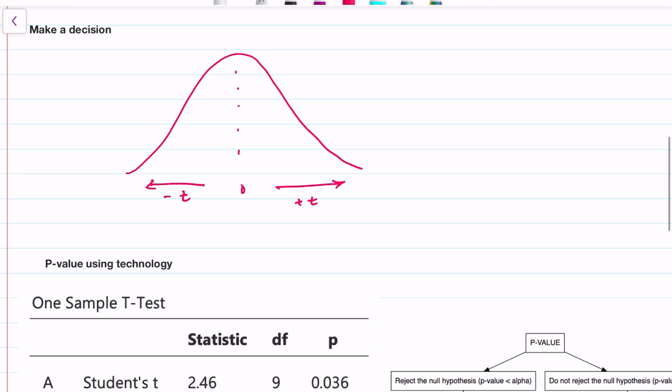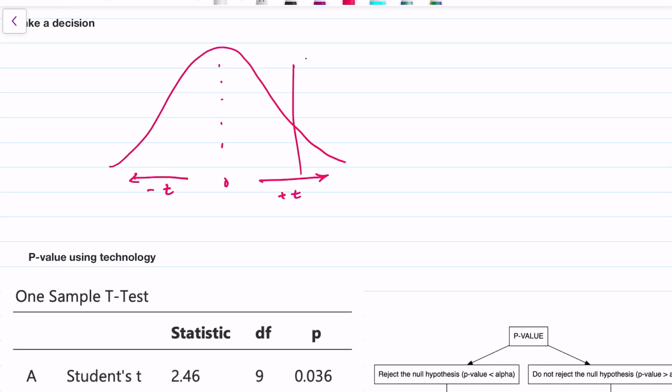So t crit was positive 2.262. And let me shade the area. This is what we call the rejection region. T crit is negative 2.262. We have two because it's two-tailed. Now we need to place our test value or test statistic here. That was 2.46, so it would actually be over here.